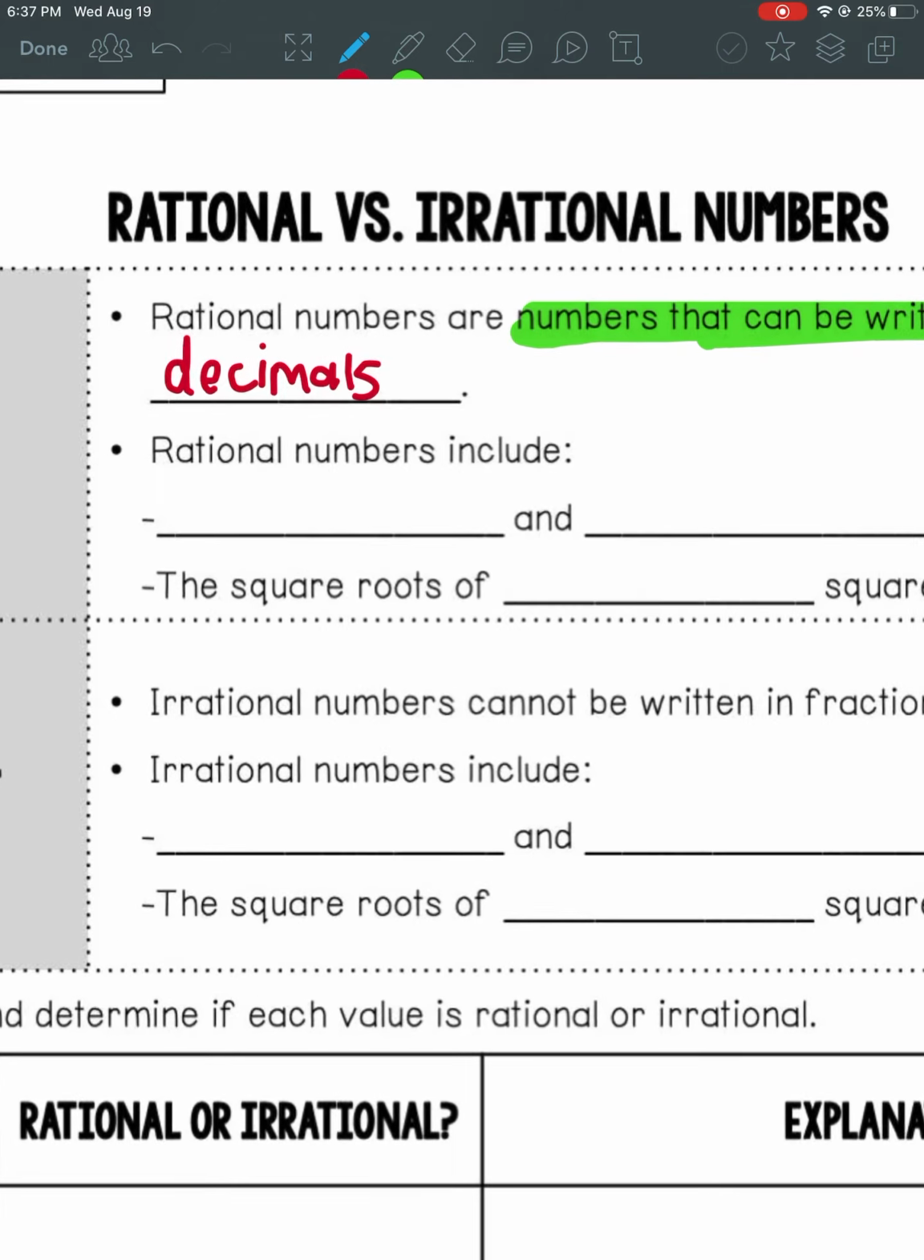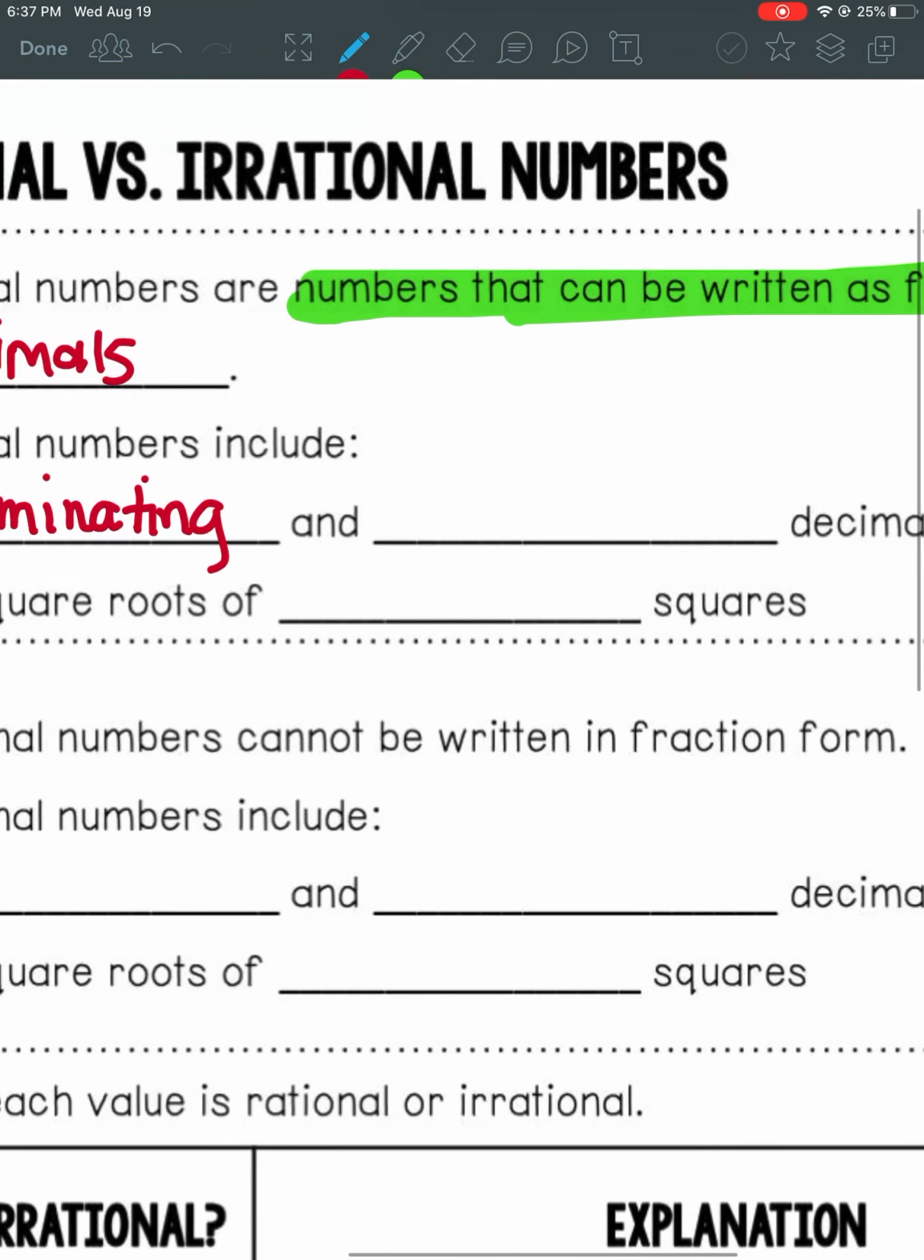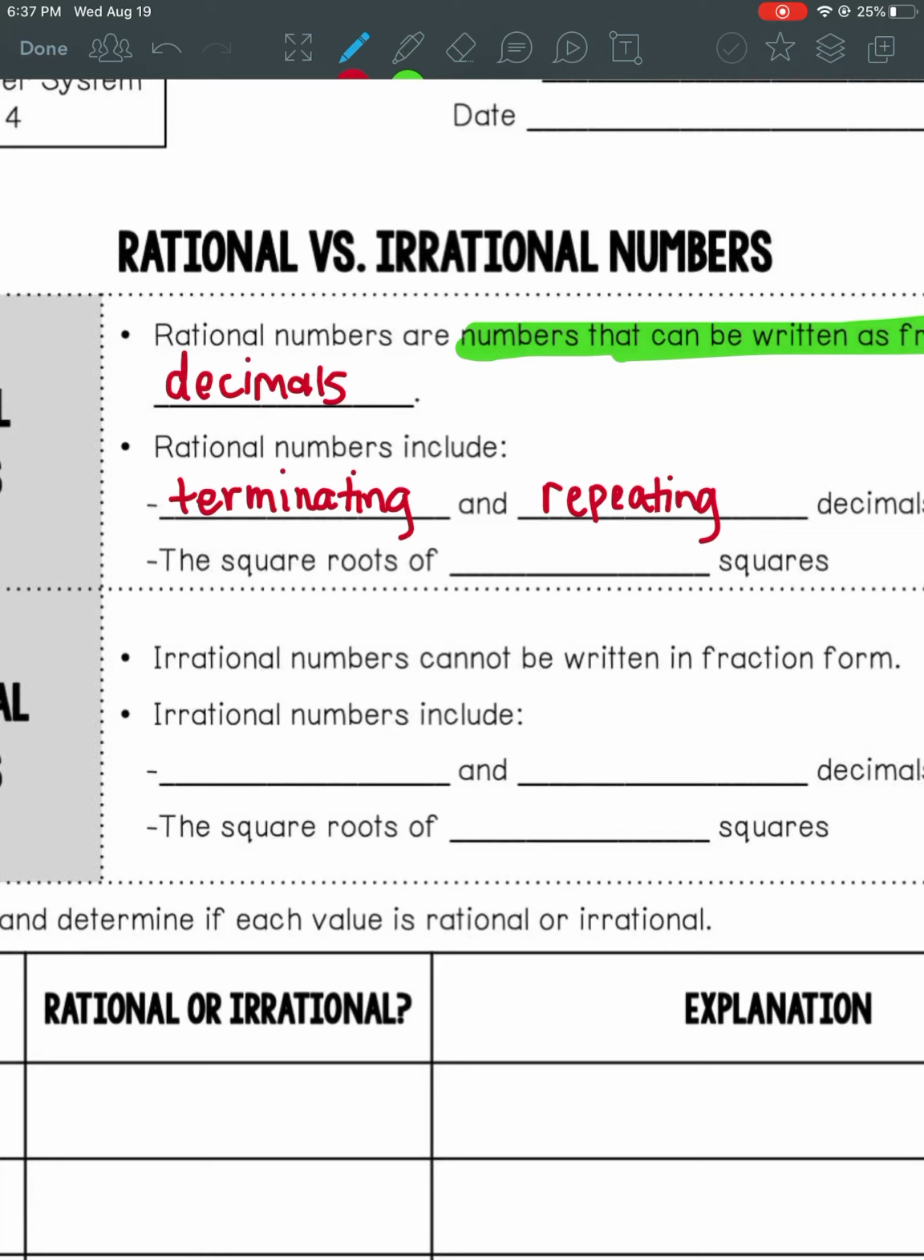Rational numbers do include two types of decimals. Terminating means that they will end. They end in a remainder of 0. They stop. And we don't have that little ... or a decimal that goes on and on forever. Terminating means stops. And repeating. So a number that repeats over and over, or a block of numbers, those are what we call repeating decimals.